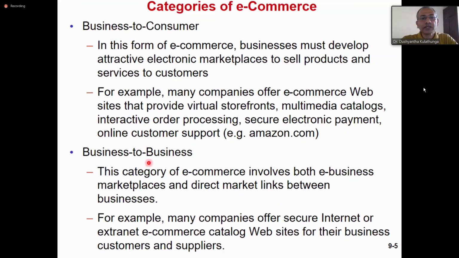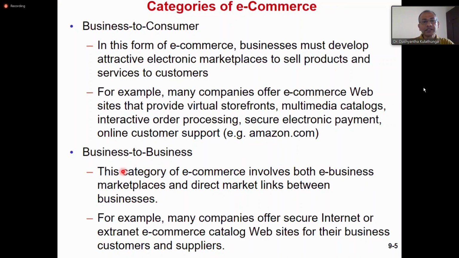The second category of electronic commerce is business to business e-commerce. What is business to business electronic commerce? It is a situation where the transactions take place between two business organizations. The seller is a business organization and the buyer is also a business organization. Therefore, the transactions take place between two business organizations. This category of e-commerce involves both e-business marketplaces and direct market links between businesses.